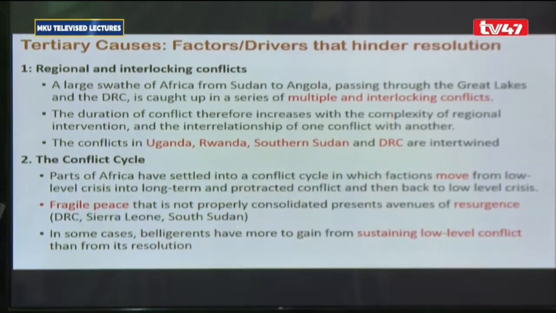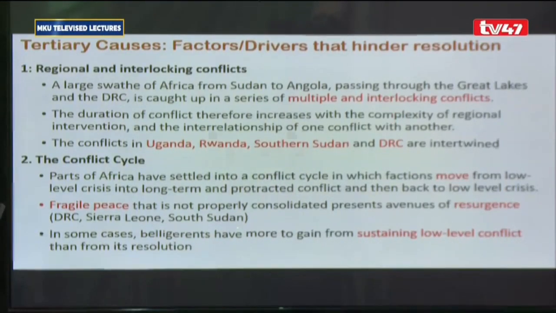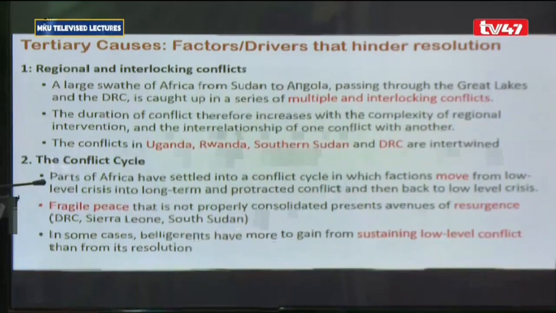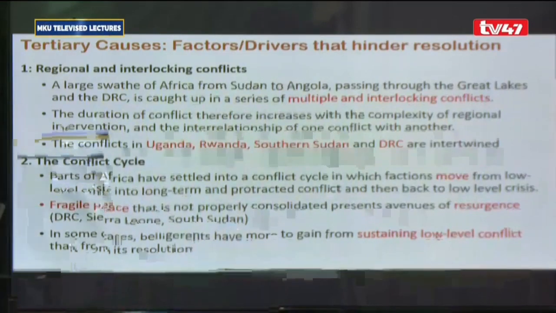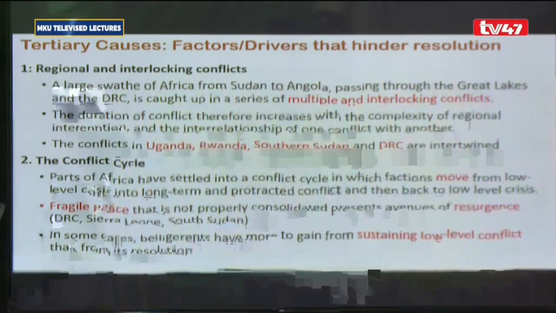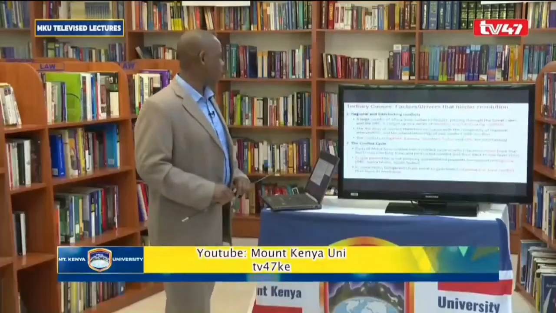So even if you resolve a conflict in Uganda, the interests of Uganda in Rwanda are going to contribute to the perpetuation of that conflict in Rwanda and the Democratic Republic of Congo. The conflict in Southern Sudan spills over to the Democratic Republic of Congo. So even when we want to resolve some conflicts in some parts of Africa, it will not be possible because that conflict is also perpetuated in other parts of Africa.